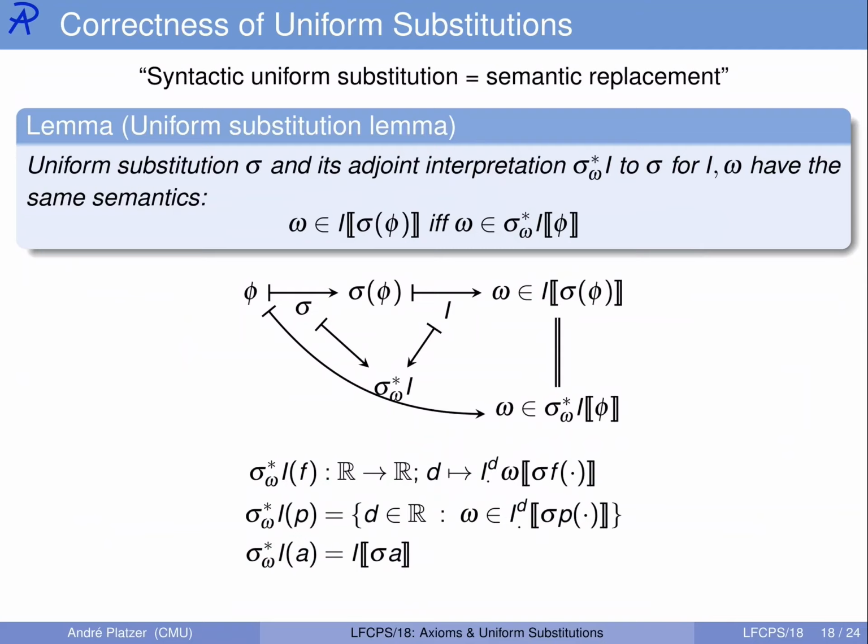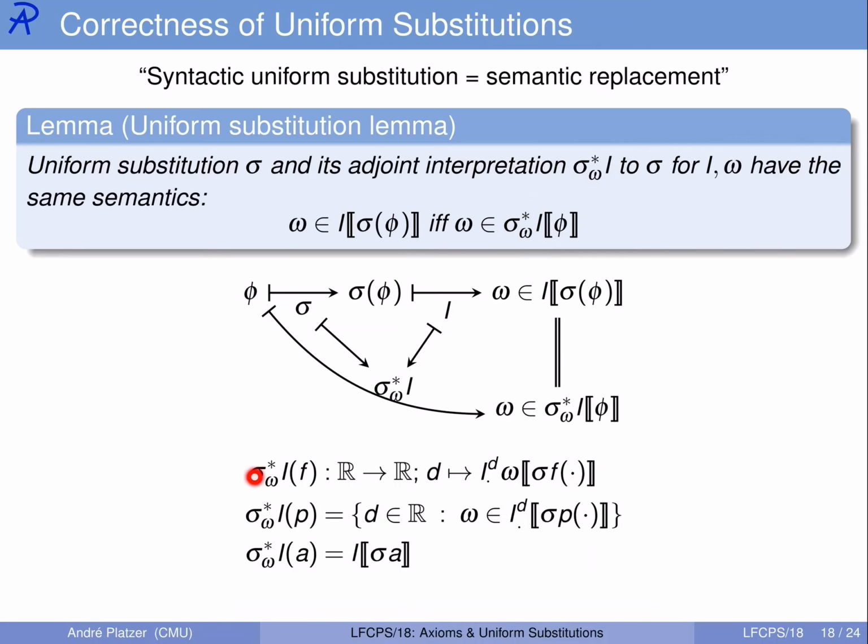Because uniform substitution is so important, let me quite briefly justify why it is actually sound. And the key principle for that is the uniform substitution lemma that says that syntactic uniform substitution is the same as semantic replacement. And the point is that for a substitution in a state omega, is a substituted formula true if and only if the original formula is true in the same state, just for an interpretation that already has readily updated meanings for the function symbols, predicate symbols, and program symbols that are to be replaced by the substitution.